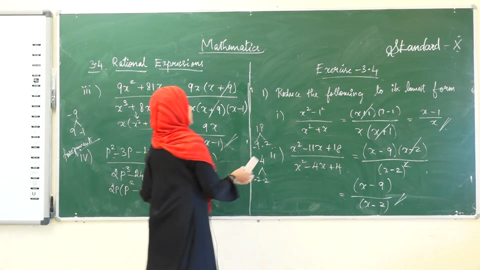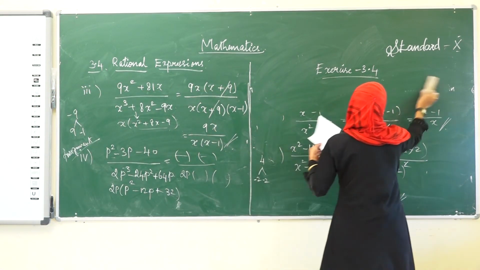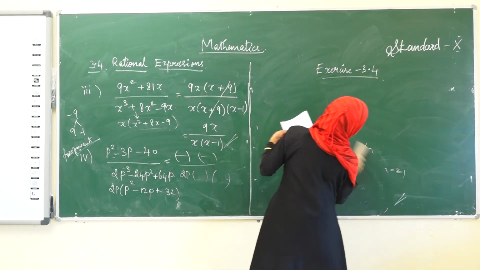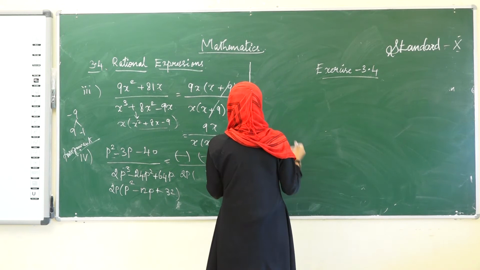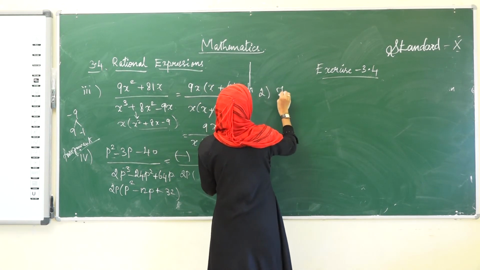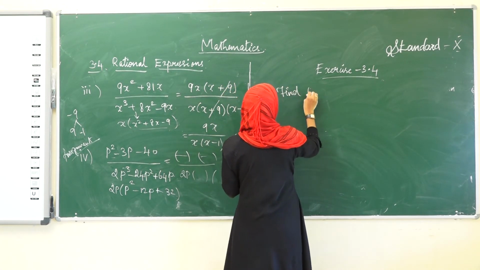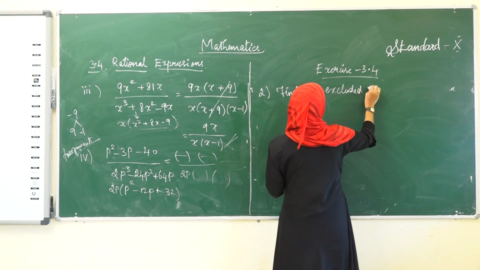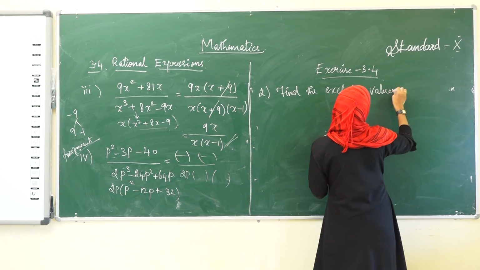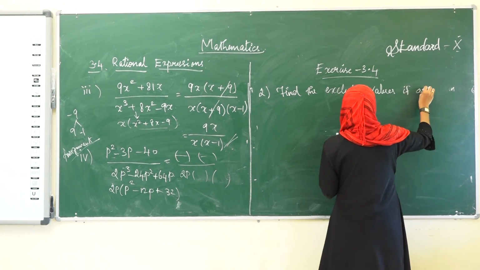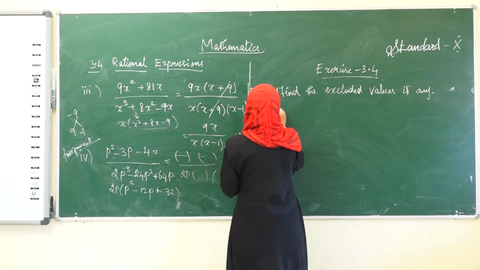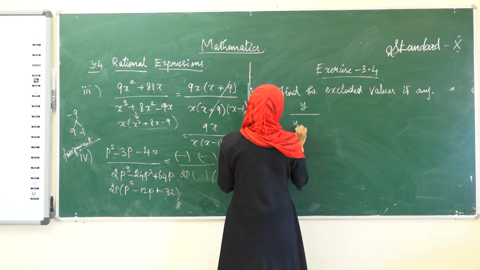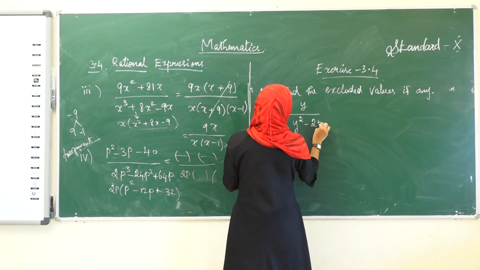Okay, and the second question. What's the second question? Second question is, find the excluded values if any. We have to find the excluded values of the given rational expression if there are any. See, consider the first subdivision. What is the first subdivision? y divided by y square minus 25.